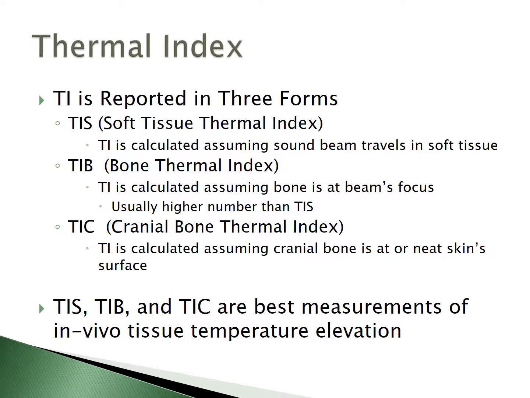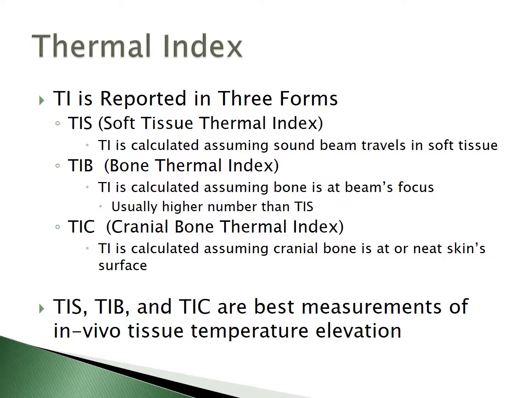Thermal index can be broken down and reported into three forms. We have TIS, which is the soft tissue thermal index. We have TIB, which is bone thermal index, and TIC, cranial bone thermal index. What all three of these are saying is that the tissues in our body are going to react differently and heat at different rates than other parts of the body. So TIS is probably what we use most often, and this is just calculated assuming that the sound beam is only traveling in the soft tissue. That's typically what is displayed on our machine.